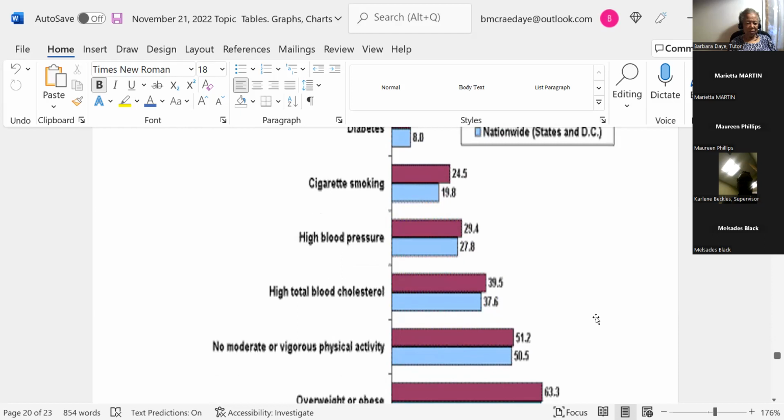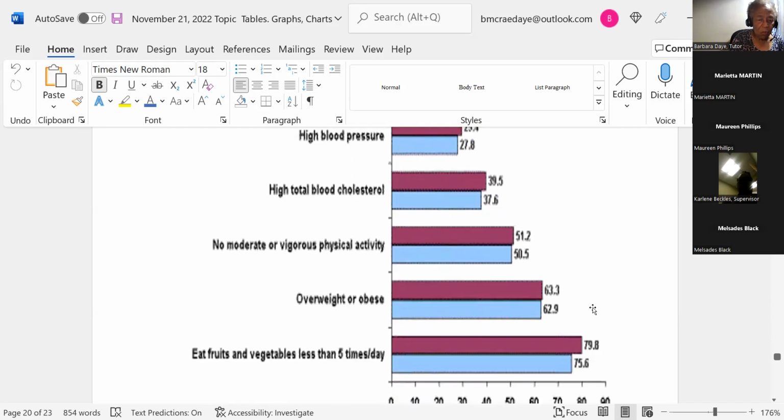Nationwide and Missouri is the same. Well, not quite. They're close. Missouri is 51.5 first, and then it's a little higher, but they are close to each other. Missouri is 51.2 and nationwide is 50.5.